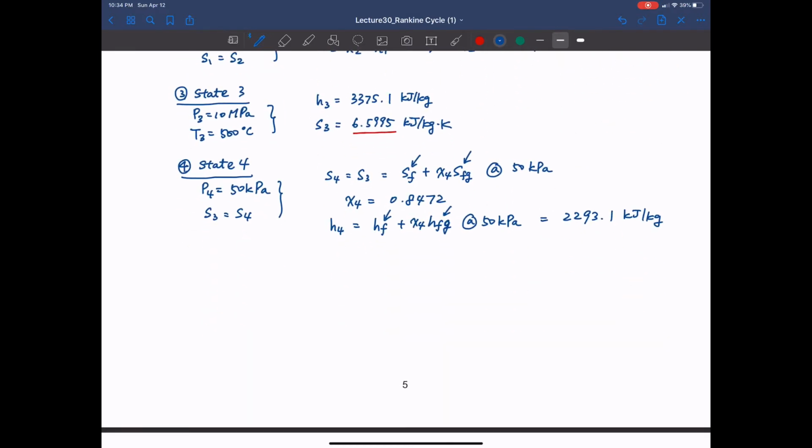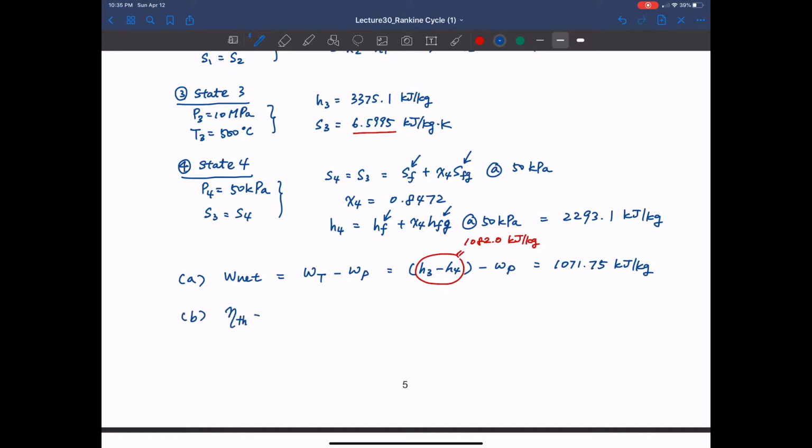The remaining step is quite simple because the net work can be calculated by turbine work minus pump work. We already calculated pump work, but how can we calculate turbine work? The turbine work can be calculated by H3 minus H4. This value is calculated to be 1082.0 kilojoule per kilogram. As a result, we can calculate the net work as 1071.75 kilojoule per kilogram.